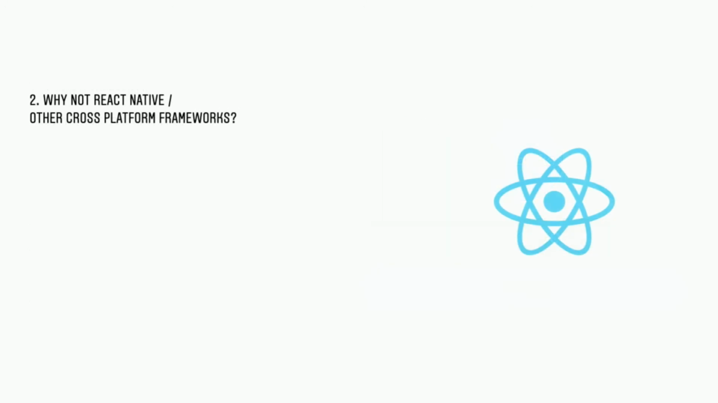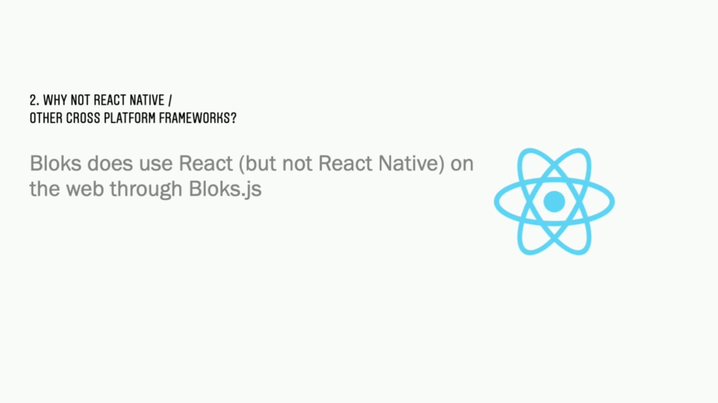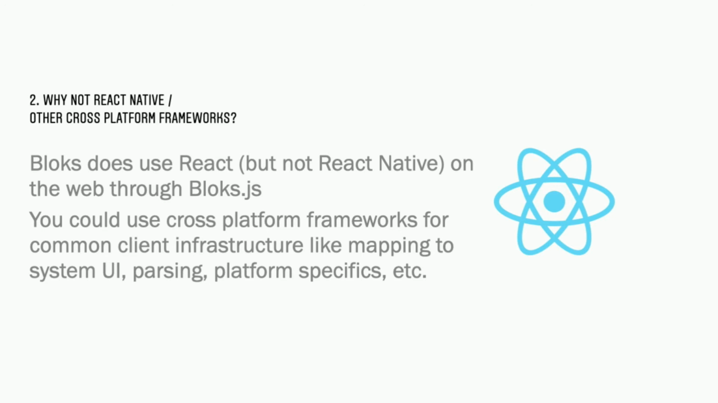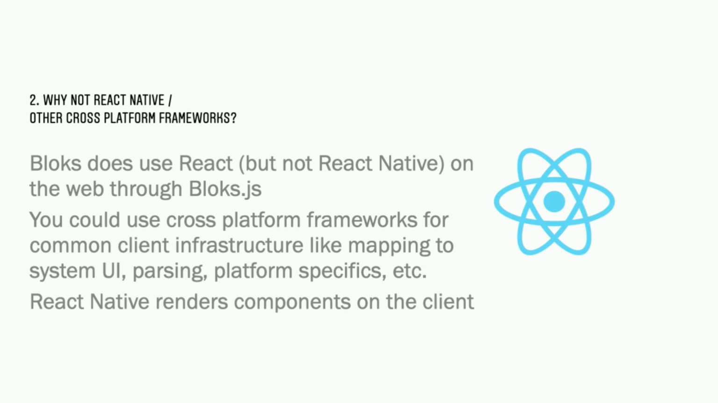You might wonder as well, okay, we have a lot of cross-platform frameworks like React Native. Why not use that? So actually, Blocks uses React on the web through Blocks.js, so we leverage this framework already for the web. But we don't really use React Native on Instagram for these particular purposes. When you think about it, you could actually leverage these different frameworks to build client infrastructure, if you will. So what I mentioned before, like perhaps navigation, and what I'm going to cover later about mapping, as well as building out your UI. Another thing that is very key and differentiating is that React Native renders these components on the client, which means that at the end of the day, your code is downloaded and lives on the client as opposed to the backend.